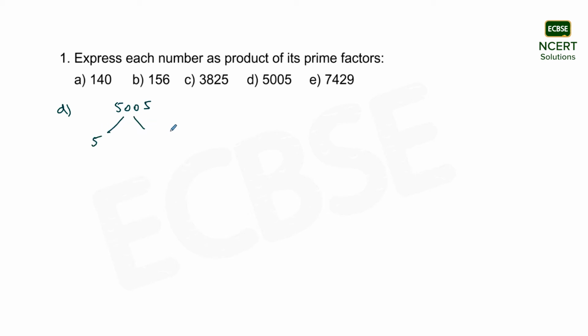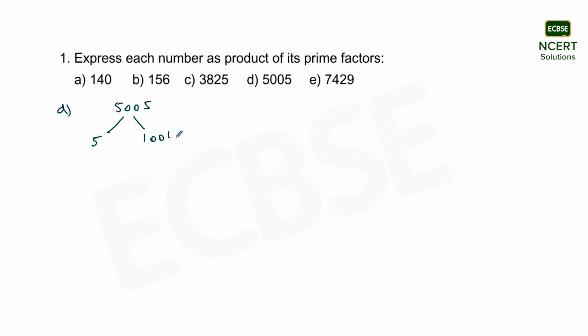So here I will be left with 1001. Now if I look at the number 1001, this number is neither divisible by 2, because this is not an even number, nor by 3. And this number is also not divisible by 5, because in its unit place it's 1, not 5 or 0, which is what the divisibility rule of 5 says.